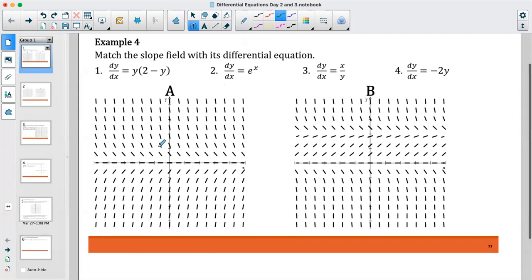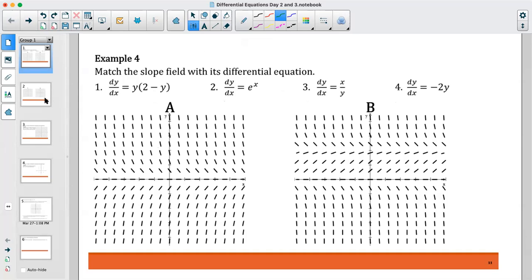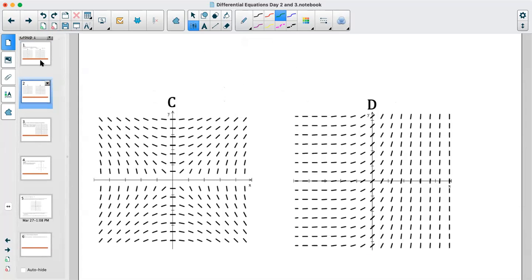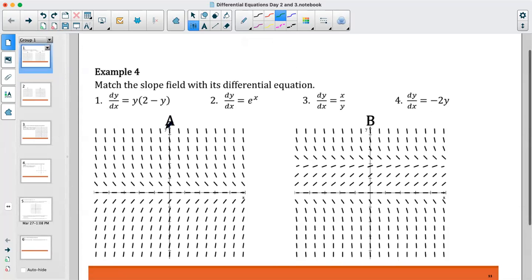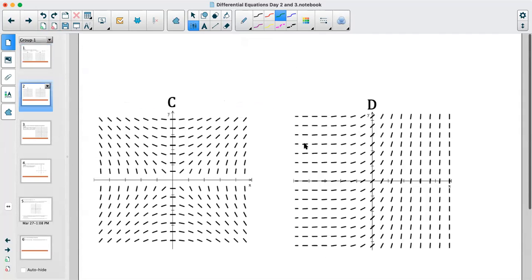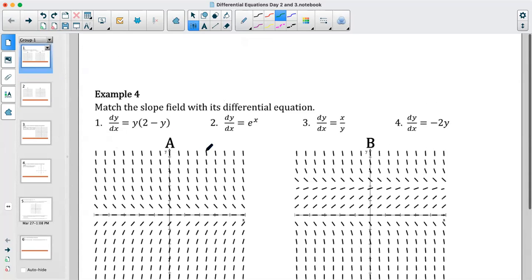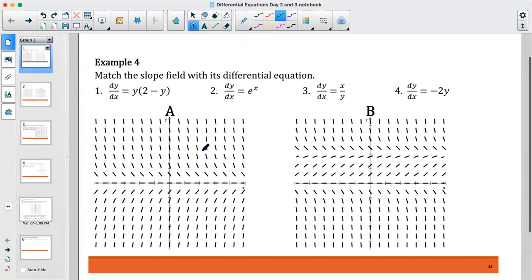But here's another kind of problem. It's on 2 pages, so I'm going to have to switch back and forth a little bit here. The question is, given these 4 differential equations and these 4 different slope fields, can you match a slope field and a differential equation? Remember that these slope fields show you, at every point, a little line showing what the derivative should be equal to at that point.